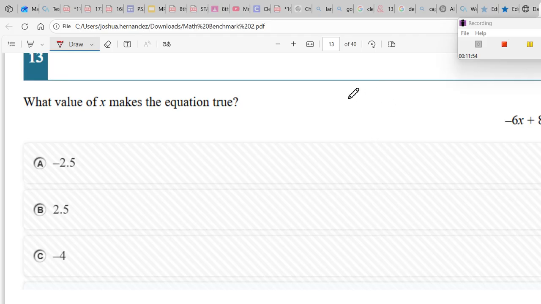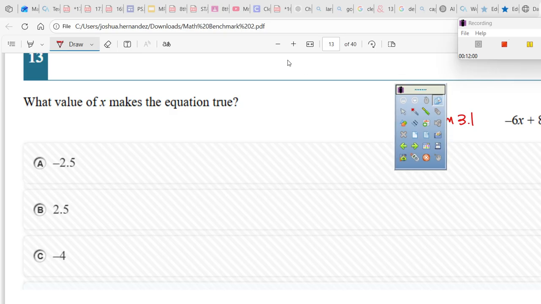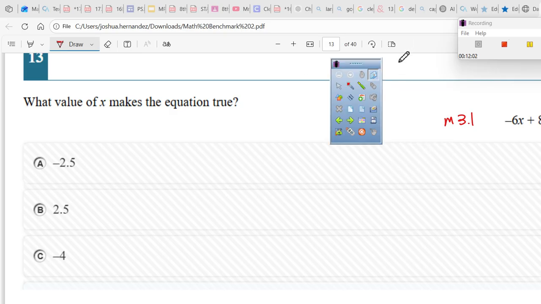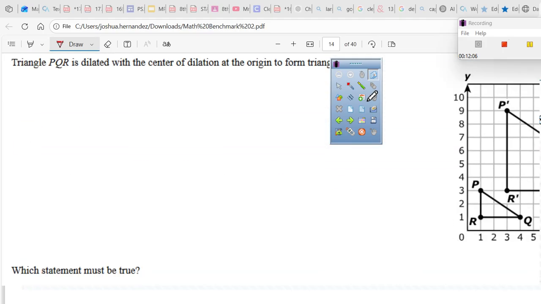Okay, this one's just really easy. This is an end solve. You should do that one real quick. I'm not going to answer that one because I don't know how easy that one is.